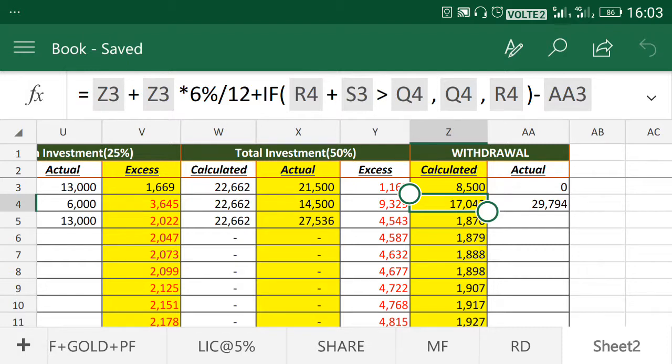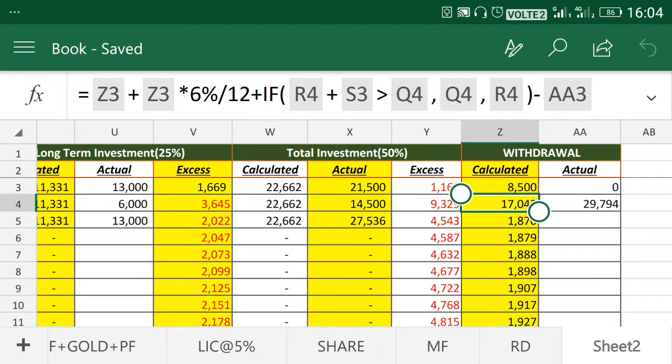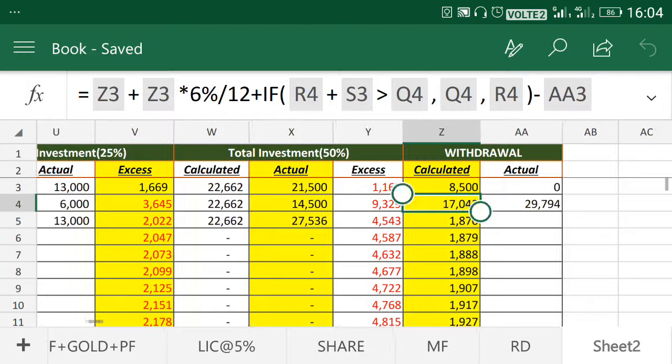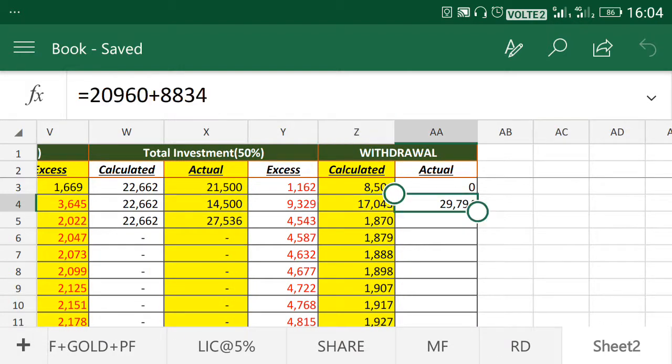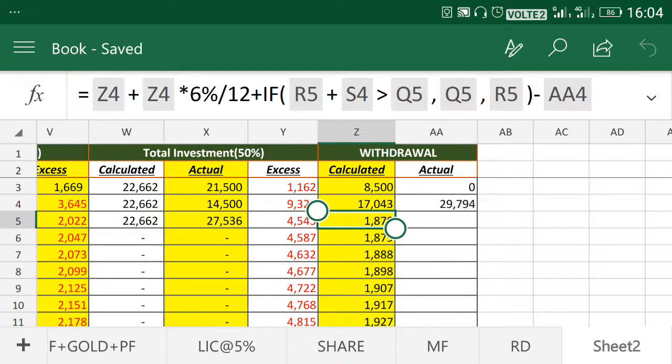Now calculated withdrawal, how much you can withdraw, that is calculated as Z3, that is your withdrawable amount, the calculated withdrawal amount of the previous month plus Z3 into 6% by 12, that is that amount appreciated at the rate of 6%. And then there is a big formula telling that if R4 plus S3, that is the previous month's investment in debt fund plus the excess amount that is invested, is greater than Q4, that is your calculated one, then we will take the calculated value, otherwise we will take the actual investment, minus withdrawal of the AA3, that is withdrawal of the previous month. Previous month there was no withdrawal, but you see what happens this month. This month there is a withdrawal of 29,794. Okay, so that will get debited. So when you come to June, you find you can withdraw maximum 1,870 rupees.